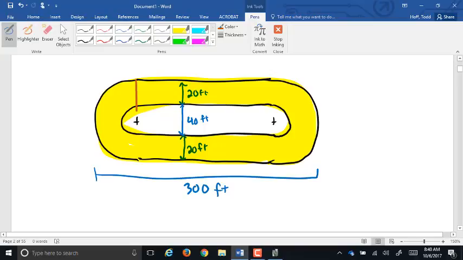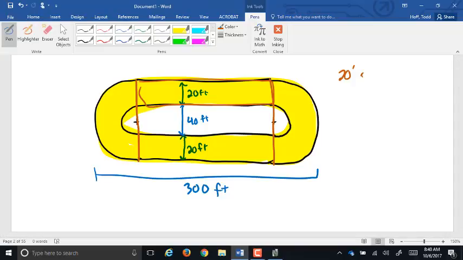Okay, to cut this one up, we're going to cut the round pieces off the ends, right? So now we've got a rectangle right here that is 20 feet by, where'd you get 200? Okay, you're close.